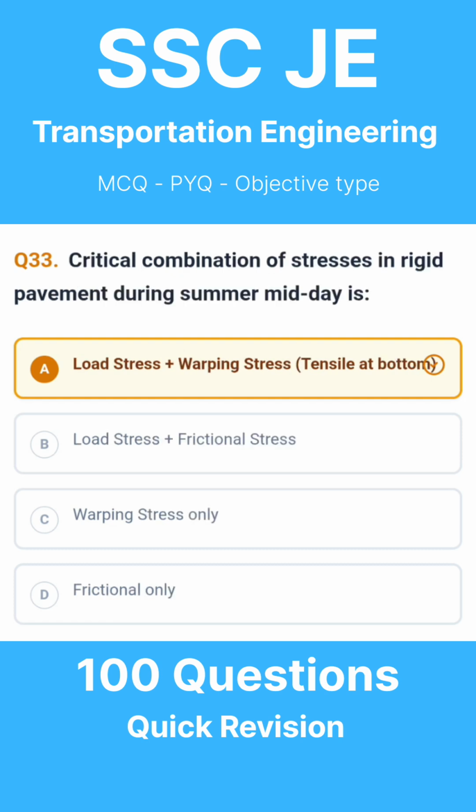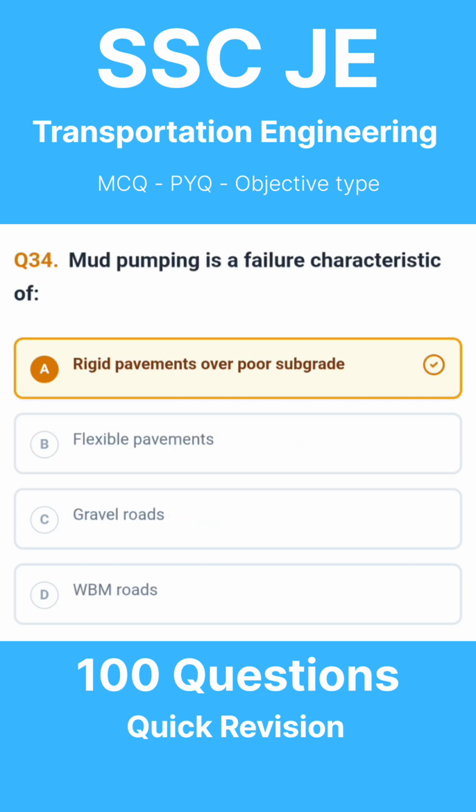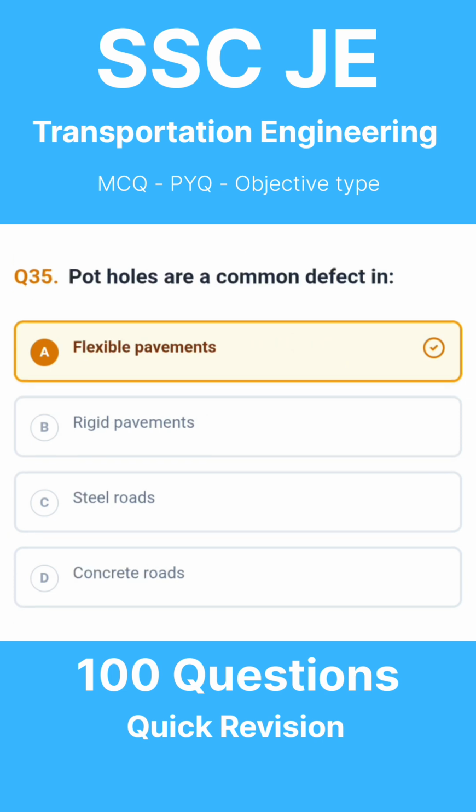Question 33. Critical combination of stresses in rigid pavement during summer midday is. The correct answer is load stress plus warping stress, tensile at bottom. Question 34. Mud pumping is a failure characteristic of. The correct answer is rigid pavements over poor subgrade. Question 35. Potholes are a common defect in. The correct answer is flexible pavements.